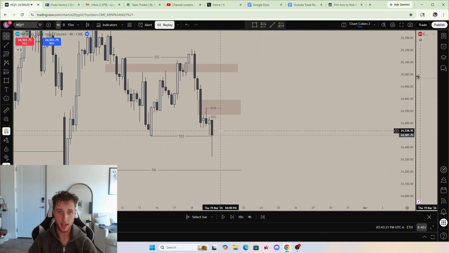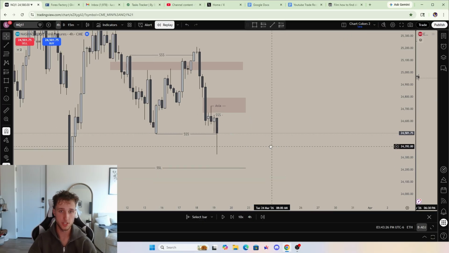We have tapped this fair value gap, right? We have taken this low. However, we are still respecting bearish order flow. I am still bearish towards these lows, right?